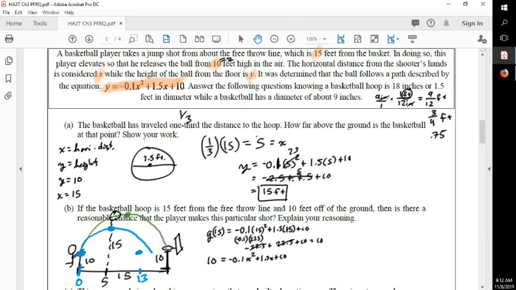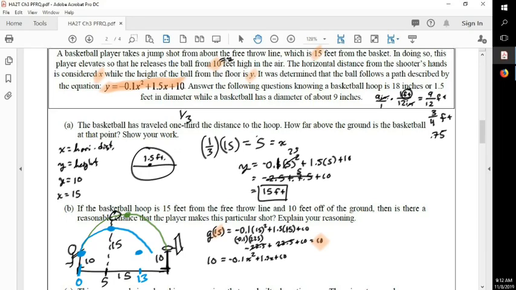So explaining your reasoning, you can say, now, this is the trick with explaining reasoning. You have to explain the numbers and the math that you just used. That's all you have to do. So there's a couple of numbers that we have to explain. We have to explain why we chose 15. And then you have to explain why getting 10 tells you the ball's going to make it.